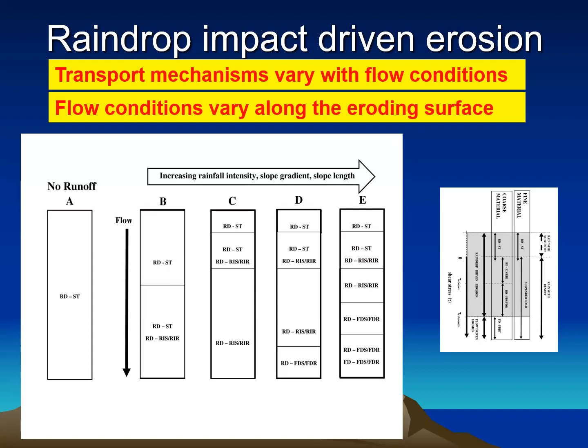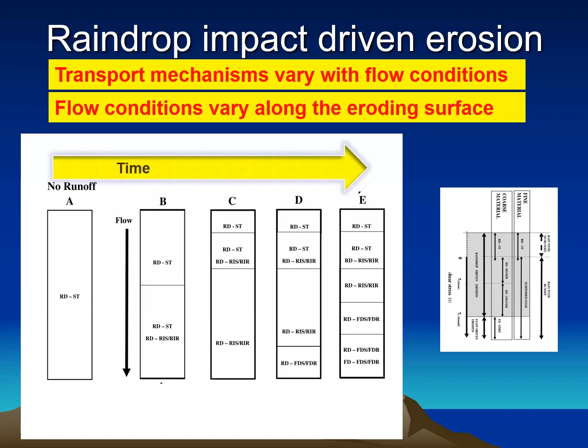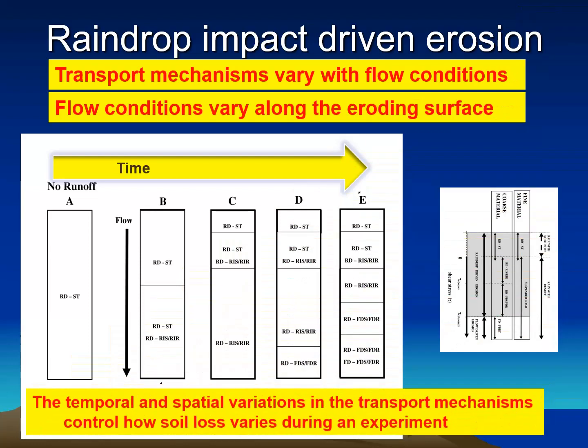Generally, these different situations depicted here depend on rainfall intensity, slope gradient and slope length, and time, and the temporal and spatial variation in transport mechanisms control how soil loss varies during an experiment.